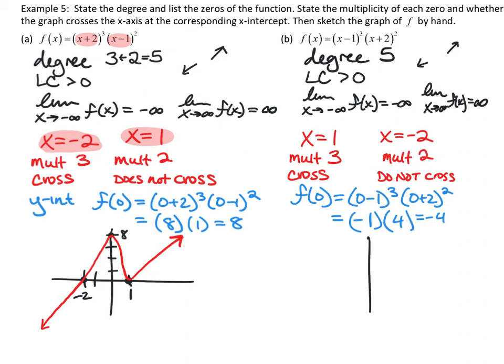That's enough information to sketch. We start with our x-intercepts, negative 2 and 1. And we have our y-intercept. And we know our end behavior. We can sketch. We know our end behavior is down to negative infinity, so we're going to start there.